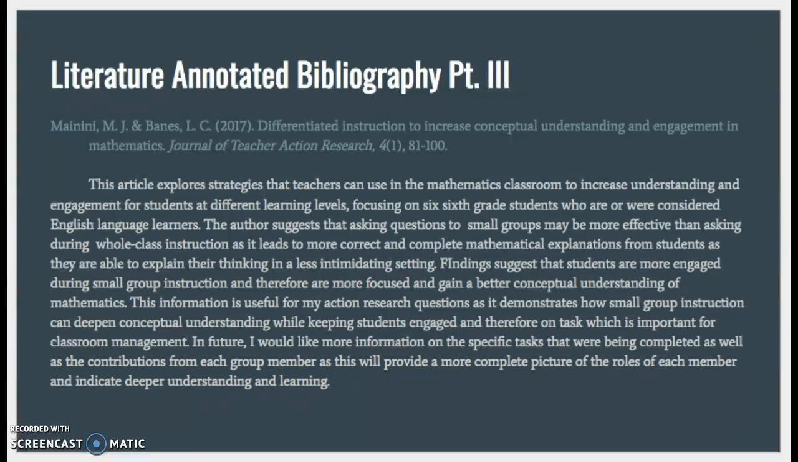But they also looked at students who were English language learners. So there's a difference there in that how they may have learned in their language might be a little bit different now. And I thought that this would be useful for my research question because it demonstrates how small group instruction can deepen conceptual understanding while still keeping students engaged and on task. And it also focused on classroom management. Again, something that's really important when trying to engage all students.